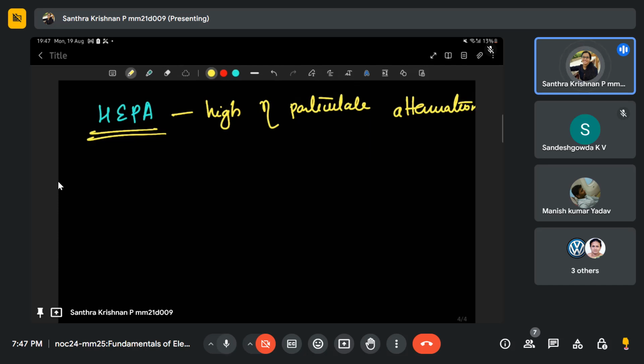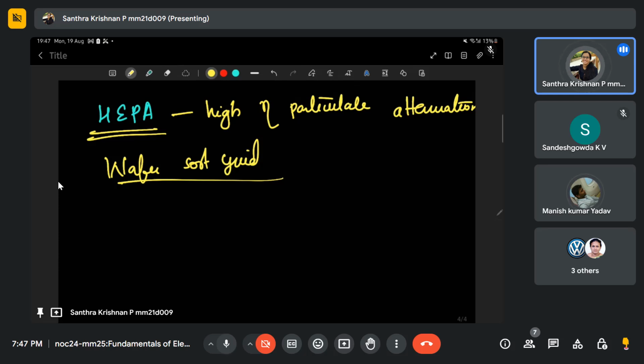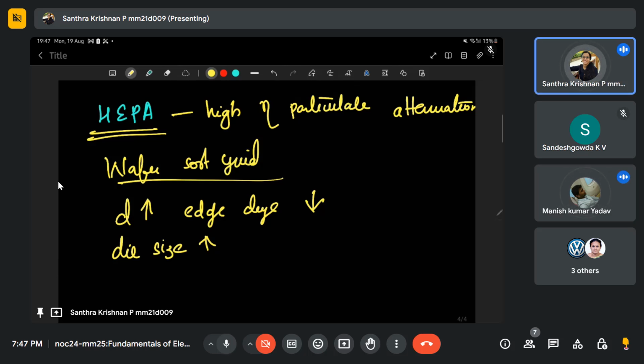You're talking about wafer sorting, right? Yes, ma'am. If wafer diameter increases, then edge dies decrease. And another thing: if die size increases, meaning die area increases, then edge dies also decrease.